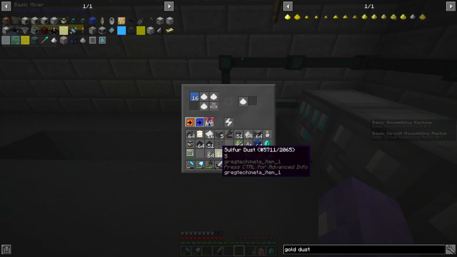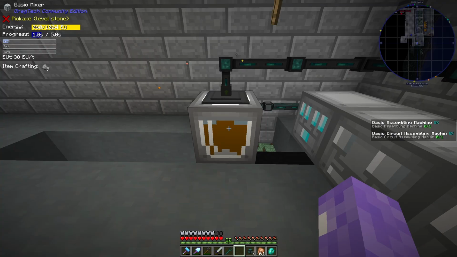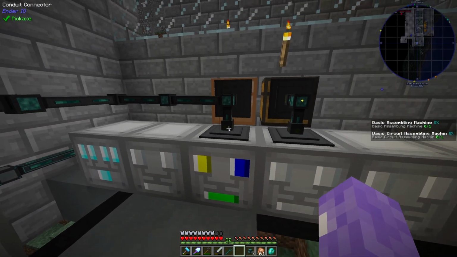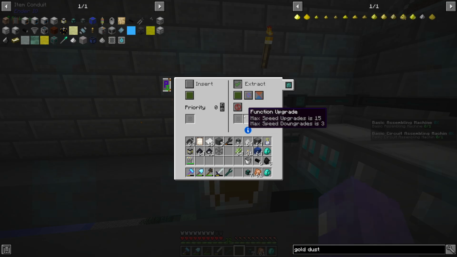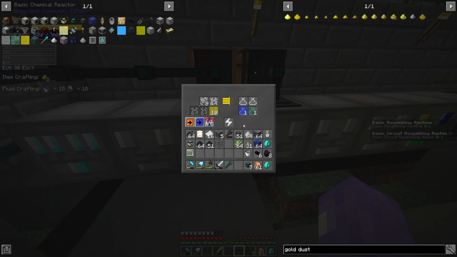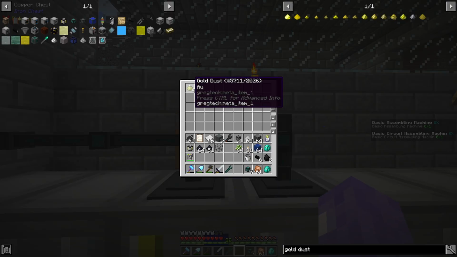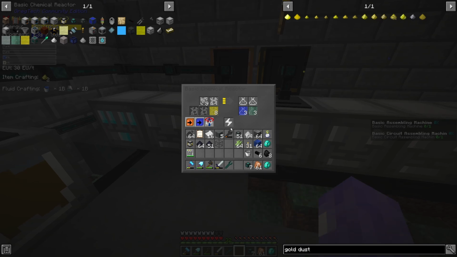So in theory, if I put the sulfur in here and the potassium in here with this integrated circuit, we should get ourselves our potassium metabisulfate. And that is not inputting in. Oh, or is it? It is. Okay, cool, so it is pulling that out. The gold dust is going into here. So there we go, we're getting our first gold dust.